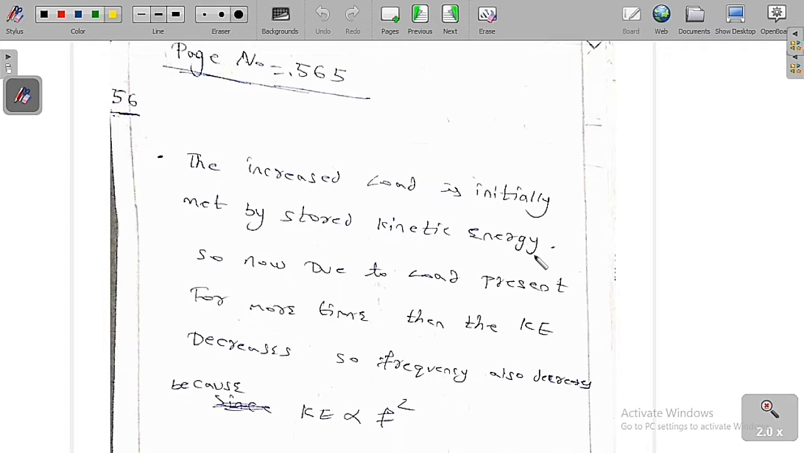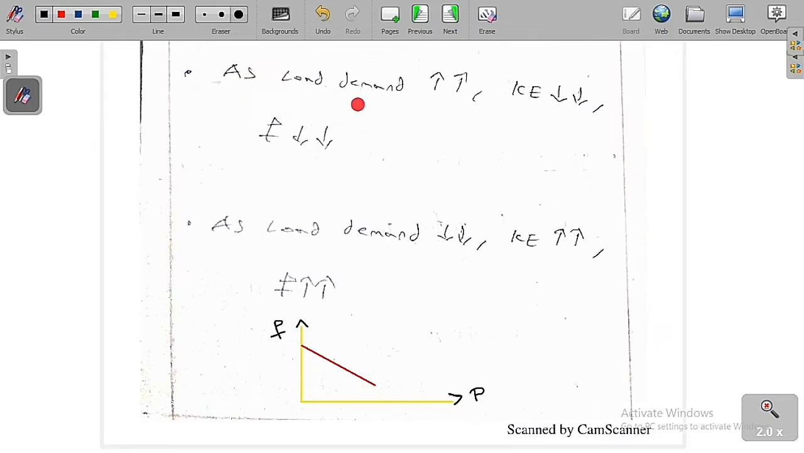So whatever the increased load is, initially we meet it with the help of stored kinetic energy in the rotor. But as the load is present for a long time, the kinetic energy of the rotor will decrease, so the frequency of the system also decreases, because kinetic energy is directly proportional to the square of the frequency. Similarly, vice versa, as the load demand decreases, the kinetic energy of the rotor increases, so the frequency also increases.